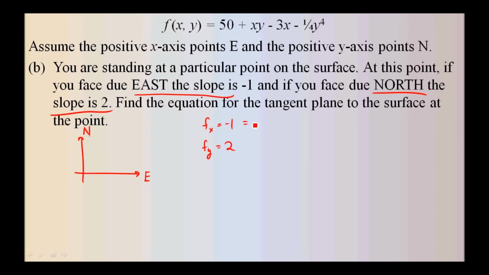We also know that fx from the previous slide is y minus 3, and fy is x minus y cubed. So -1 equals y minus 3. Y is equal to 2, and 2 is equal to x minus y cubed. So 2 equals x minus 8. 10 is equal to x.